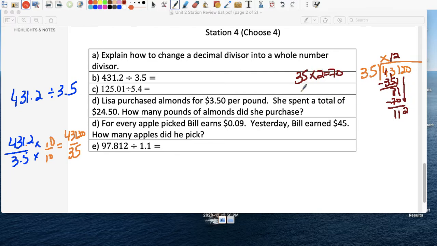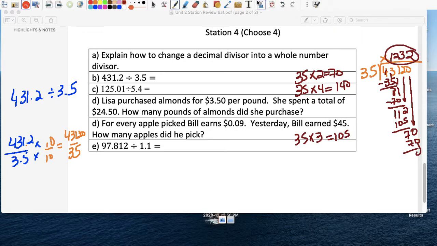35 goes into 112. I don't know. Let's try 4 times. 35 times 4 is 140. Oops, too much. Let's try 35 times 3. 35 times 3 is 105. That seems to work. So let's put 3. 105. And then when you subtract, you're going to have 7 left over, and 0. And 35 can go into 70 2 times. And my answer is 123.2.